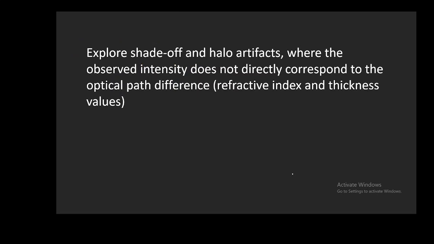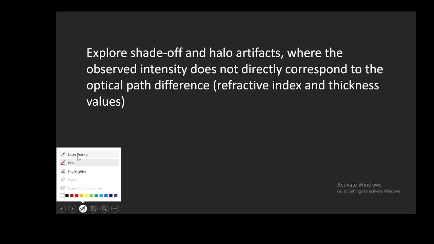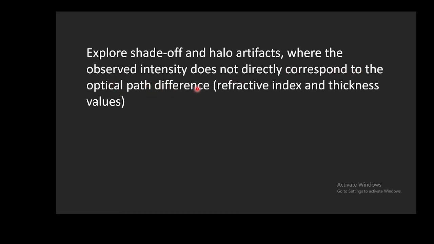Now in the phase contrast microscope there are some artifacts, for example the shade-off effect and the halo effect. And why are these artifacts there? Because the observed intensity does not directly correspond to the optical path difference, that is, the refractive index and the thickness values. Whenever the image in the phase contrast microscope is not directly proportional to the refractive index, there are artifacts. If the nucleus has a higher refractive index, it should look darker in the positive contrast microscope and brighter in the negative contrast microscope, but this is not always the case. And whenever this happens, there are artifacts, because the light intensity does not correspond to the path difference.